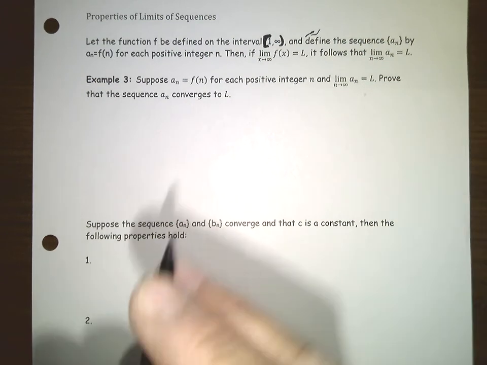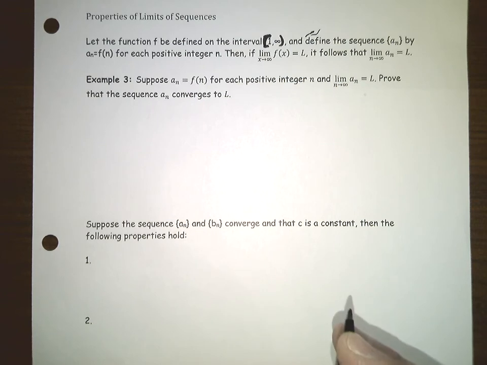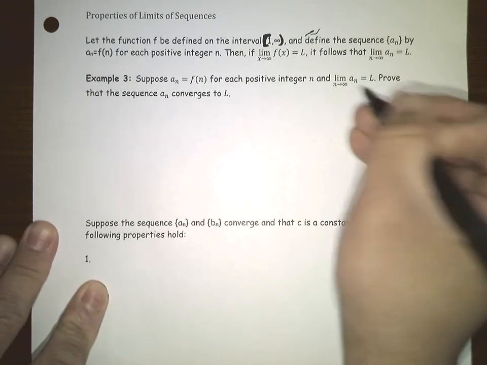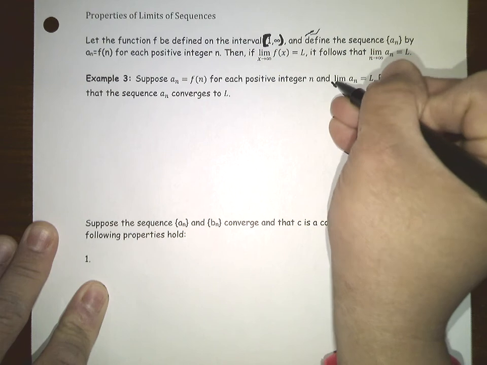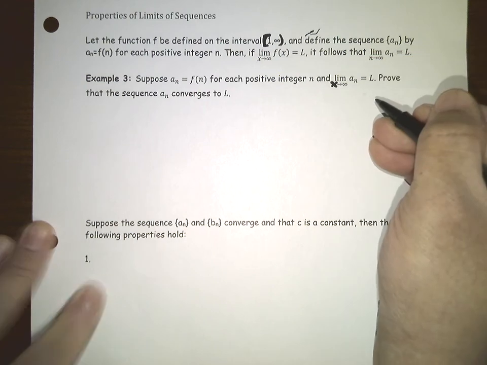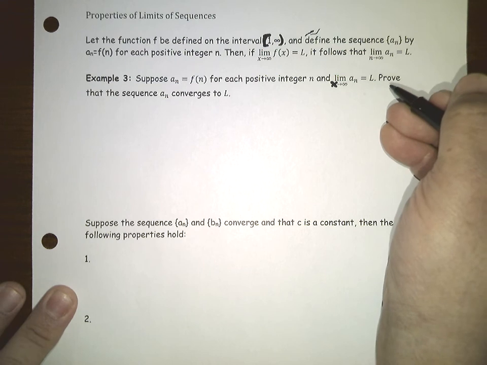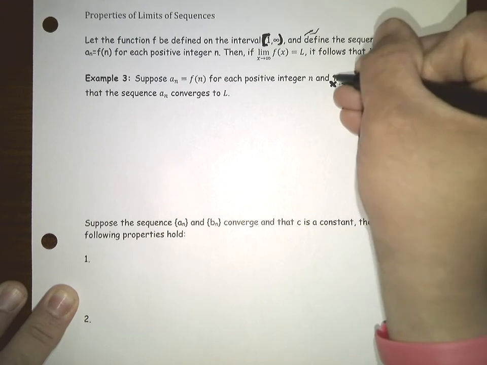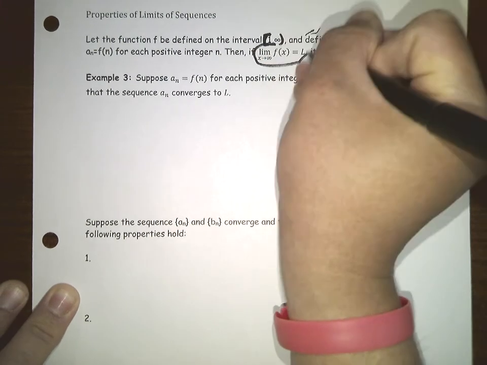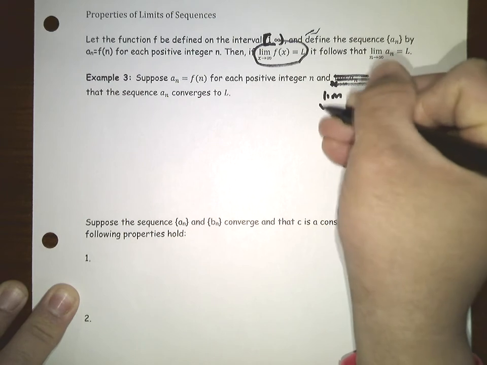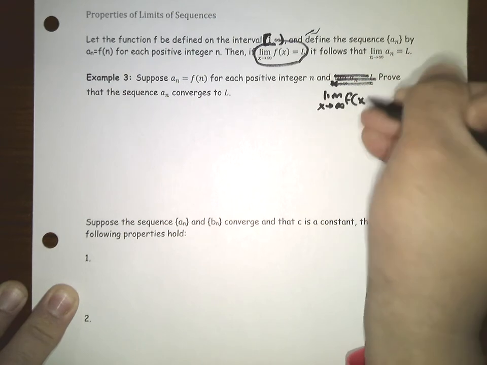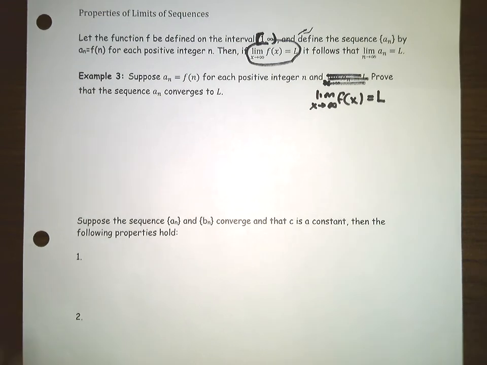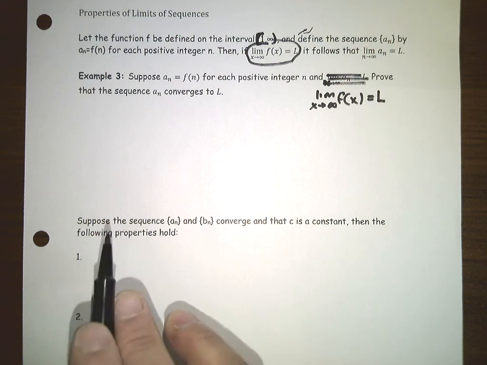So here's an example. Suppose that a sub n equals f of n for each positive integer n, and that the limit as, this should actually be x goes to infinity, not n. Yeah, so I'm going to erase this. This should actually be this statement here: the limit as x goes to infinity of f of x equals L. Then prove that the sequence a n converges to L.